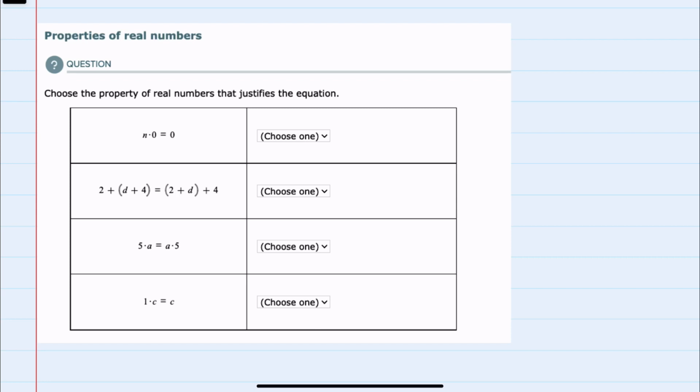In this video, I'll be helping you with the ALEKS problem type called Properties of Real Numbers. We're given 4 examples and asked to identify the property.